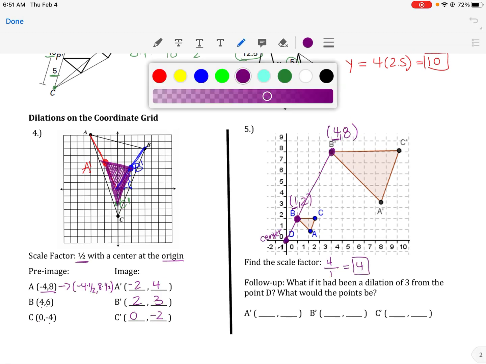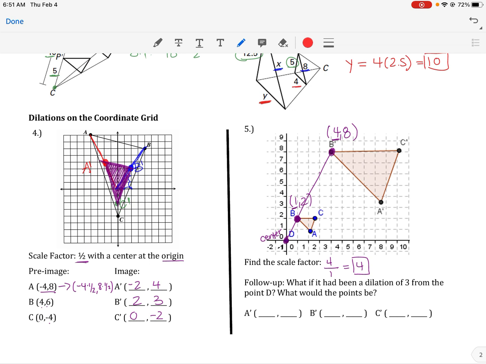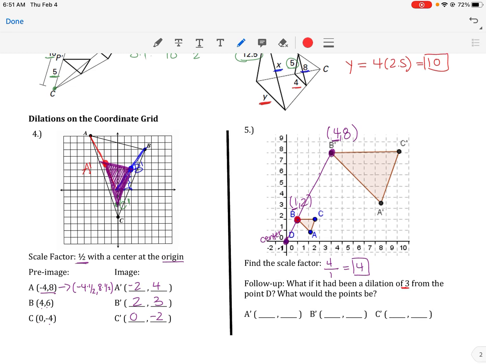Okay, what if I asked you, what if the dilation had been a dilation of 3, a scale factor of 3 from the point D? So what if I changed it and we still started with this original one, but I made it a dilation of 3? How would that change what we have here? So once again, choose the method you like. If you like going 3 times as far away from the origin, you can do that. You can scale it along this line, up 2 over 1. So we're going to go up 2 over 1, up 2 over 1. We're going to do that 3 times total.